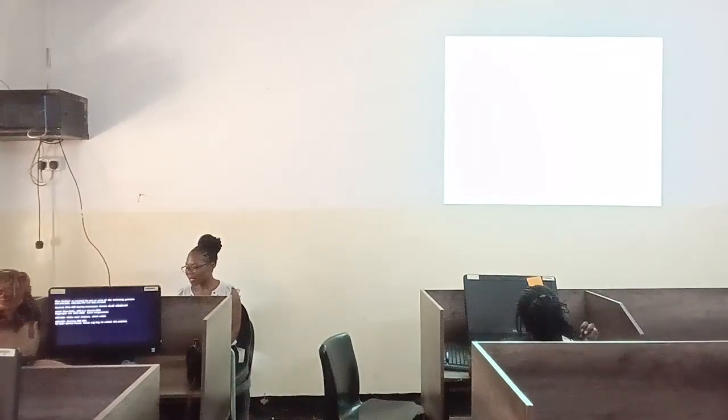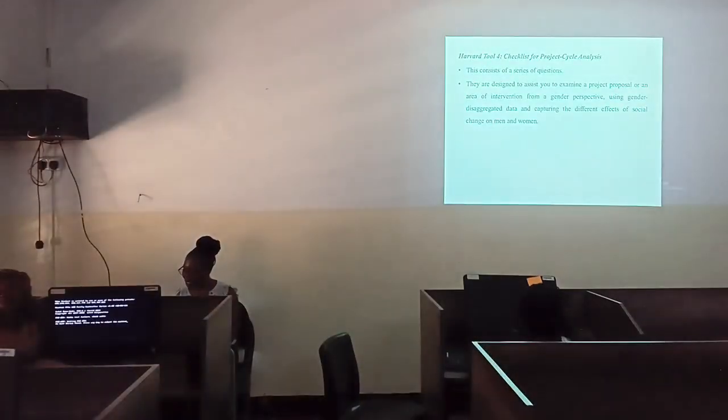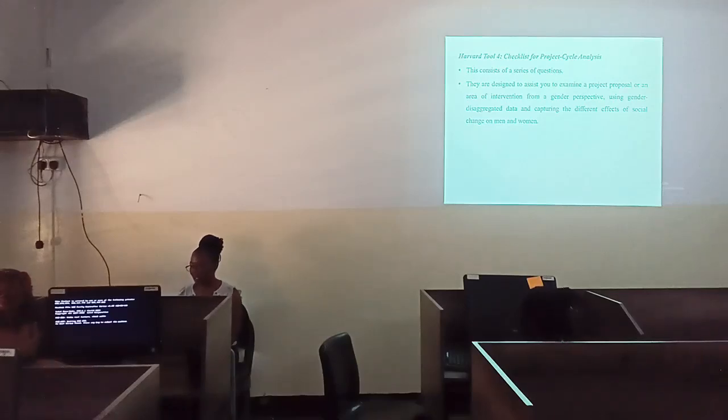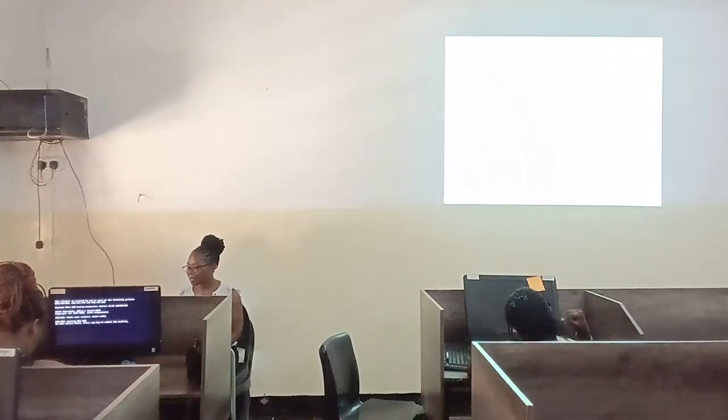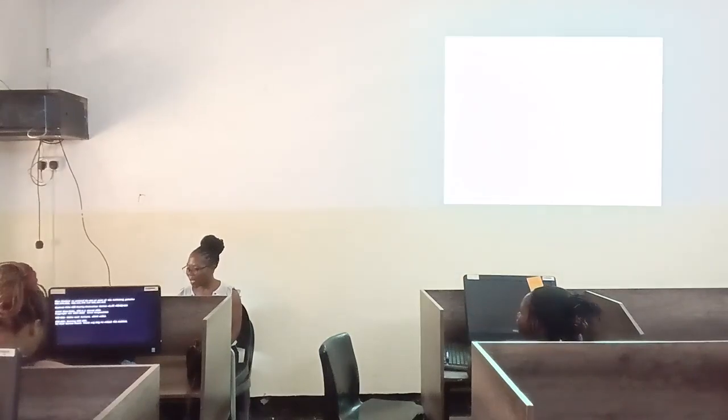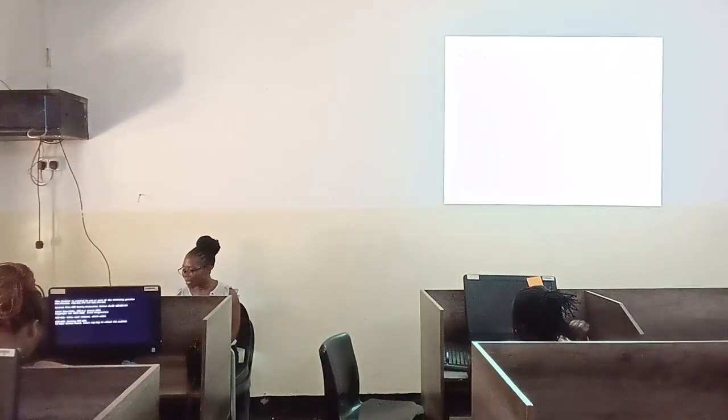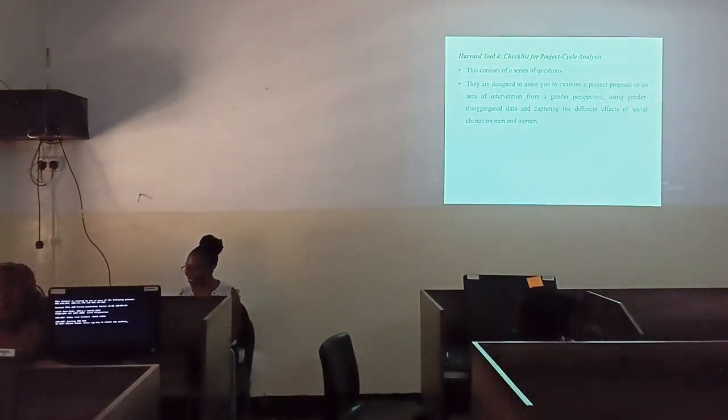Checklist for project cycle analysis. This consists of a series of questions. So these are designed to assist you to examine the project proposal or an area of intervention from the gender perspective. They are designed to assist you to examine a project proposal. These questions are for when you have the project that you want to implement. So it will help you to examine the area of intervention from a gender perspective using gender disaggregated data and capturing the different effects of social change on men and women.